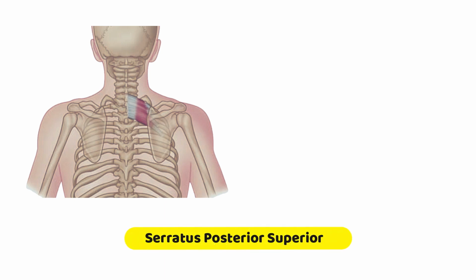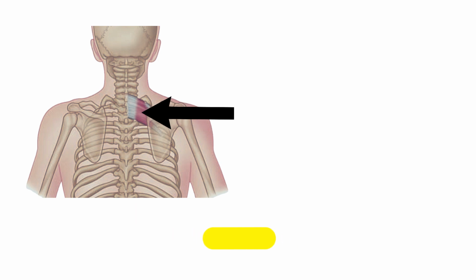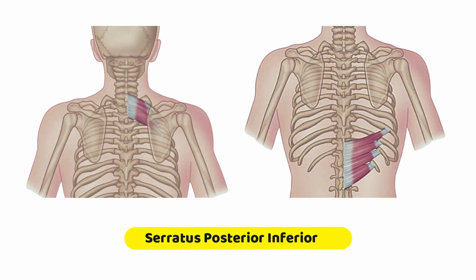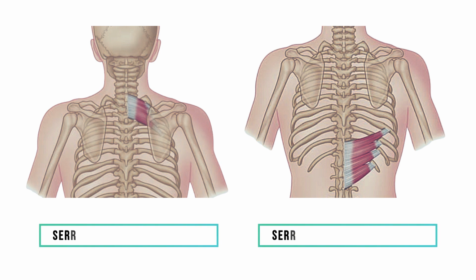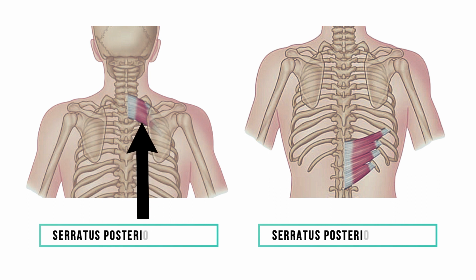I'm now going to talk about the Serratus Posterior Superior, SPS, which you can find here, and Serratus Posterior Inferior, SPI, which you can find here. The name comes from the Latin serratus, meaning saw-like, and posterior, meaning coming after, as in the back side of something, with superior and inferior, meaning above and below.